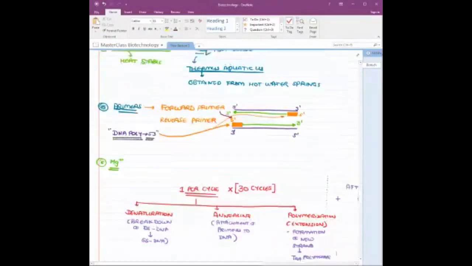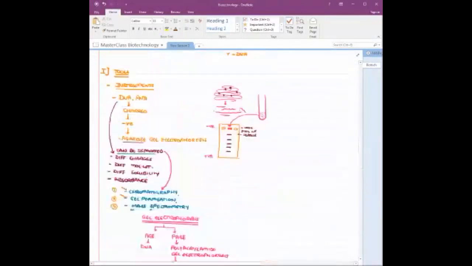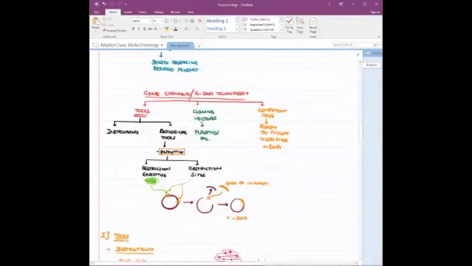Okay, so guys, once again, just to get you back to what we had done. We had said when we talk about gene cloning or recombinant DNA technology, there are a few things that we are going to require. One, we require tools, we require instruments, and we require biological tools, that is enzymes especially. Instruments we have already talked about, like PCR and AGE, that is agarose gel electrophoresis. Today we have to talk about biological tools, then cloning vectors and what are competent cells.